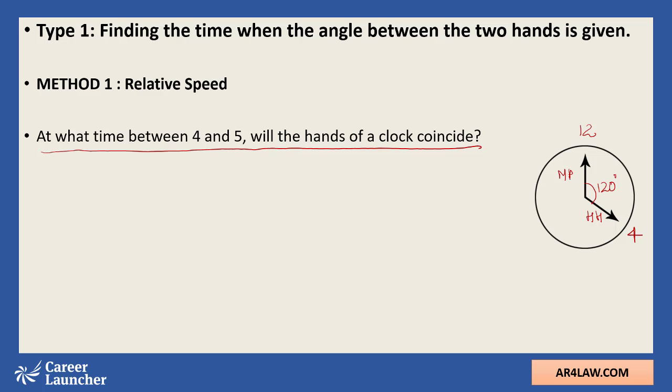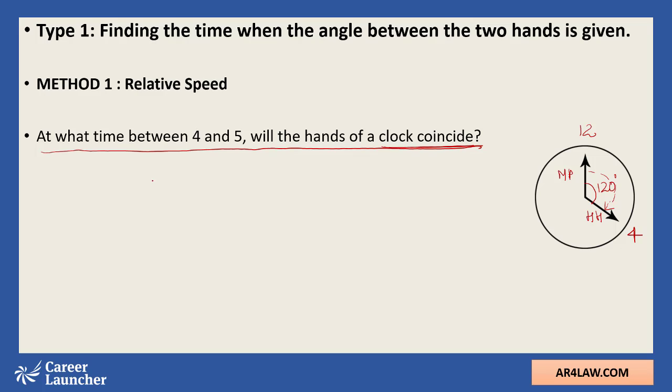Now, we want the hands to coincide. In order for them to coincide, what actually has to be done here? The minute hand has to travel this distance of 120 degrees and come to the hour hand.